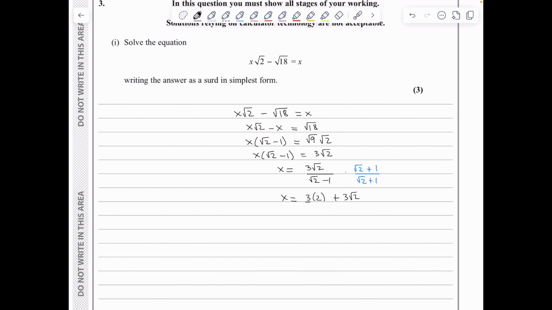And in the denominator, we've got root 2 times root 2, which is 2, plus root 2 minus root 2 minus 1. So the root 2, the negative root 2 will cancel out. In the denominator, we see that the overall denominator is just 1. And in the numerator, we're looking at 6 plus 3 root 2.